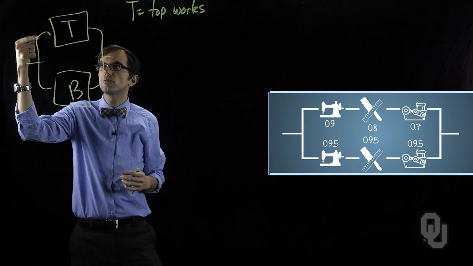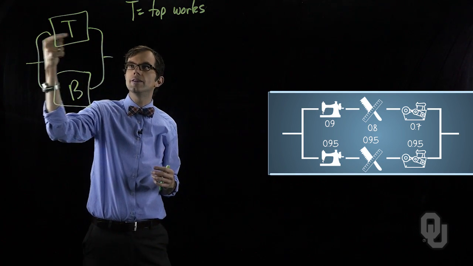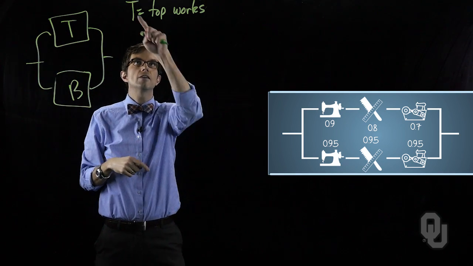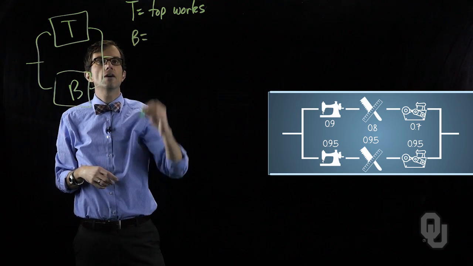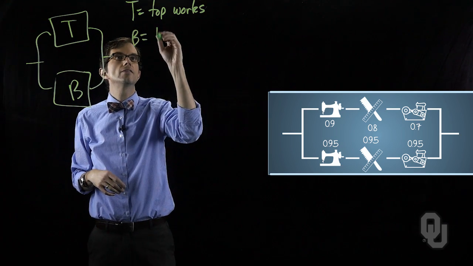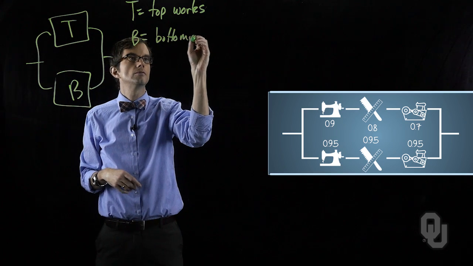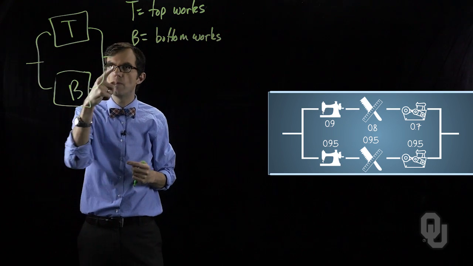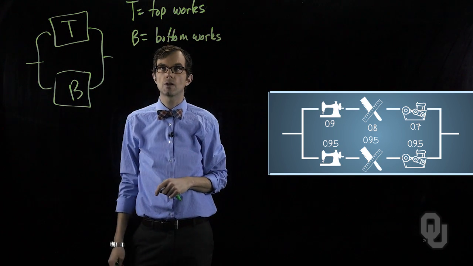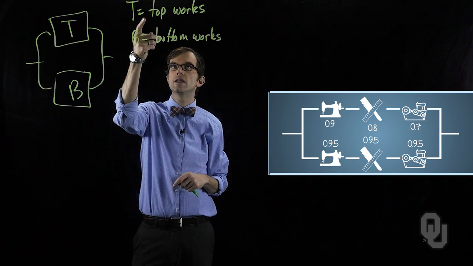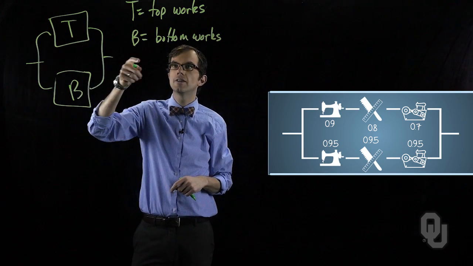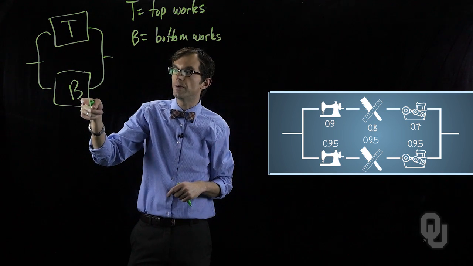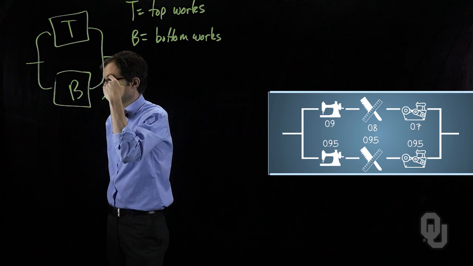So what's the probability that we can get through the top? That's this event. And let's identify event B as bottom works. That is, we can get throughput from here through the bottom and out the other side. Therefore, the complement of T would be the top doesn't work. The complement of B would be that the bottom doesn't work.